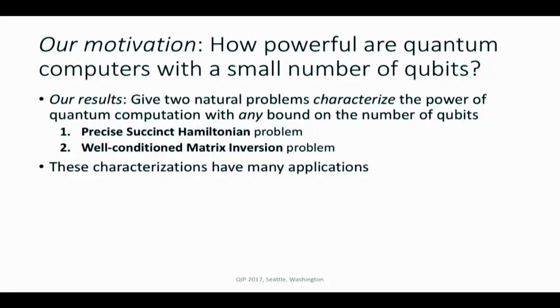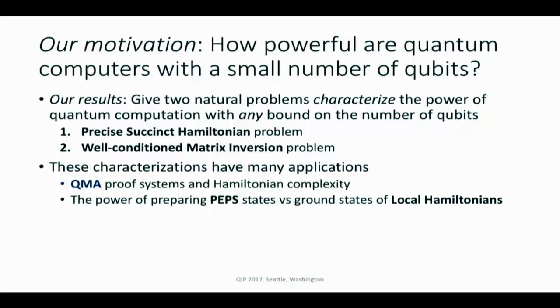So these characterizations have many applications. In fact, our initial motivation for thinking about these issues had nothing to do with space. Instead, what we were trying to do is answer some particularly basic and foundational questions about QMA proof systems and Hamiltonian complexity. There are other applications, such as trying to understand the comparative power of preparing PEPS states versus the ground states of general local Hamiltonians, and even classical log space complexity.